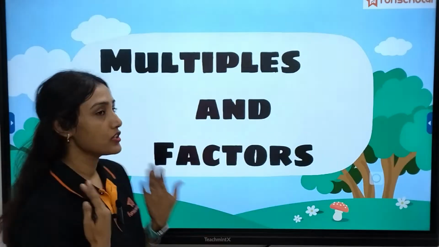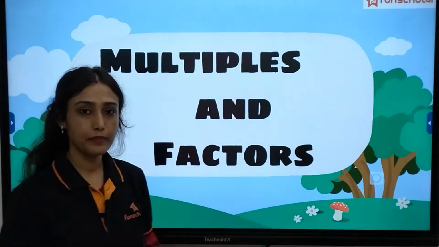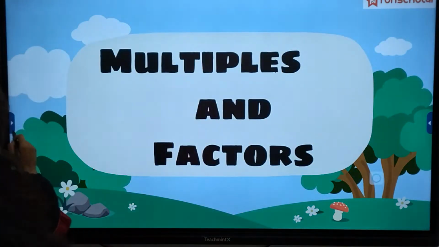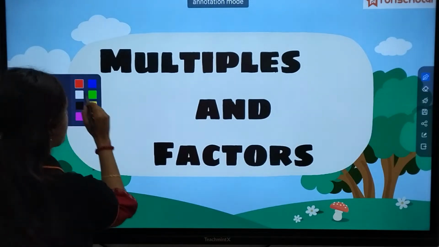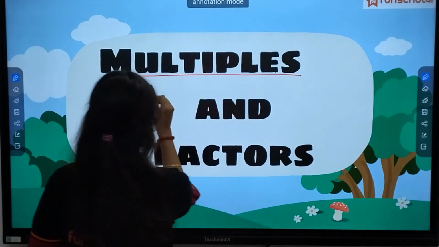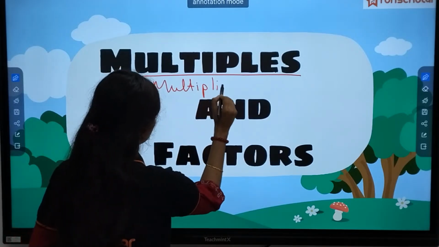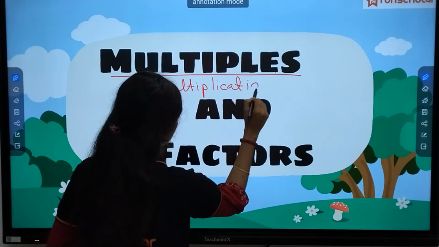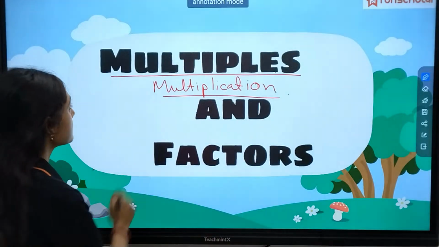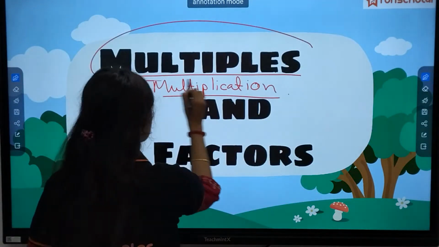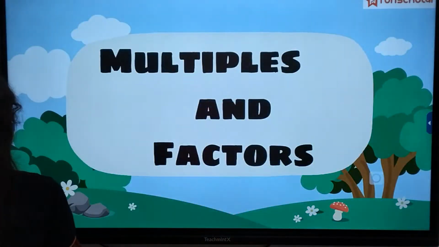What is the terminology that comes in your head when you hear the term multiples? Is it multiplication, right? So let us see how multiplication is related with multiples. Okay, so let's begin the chapter.